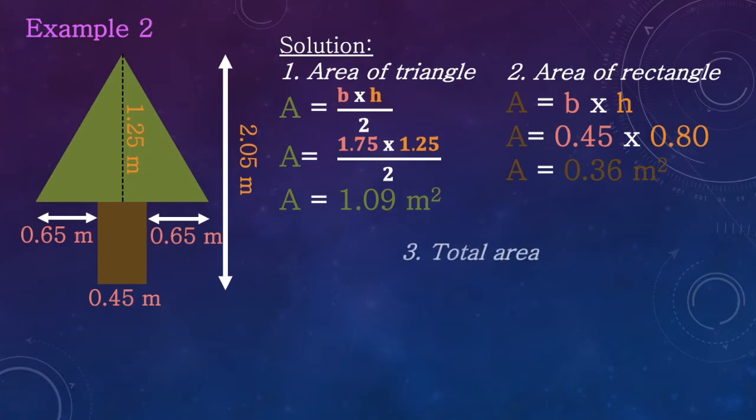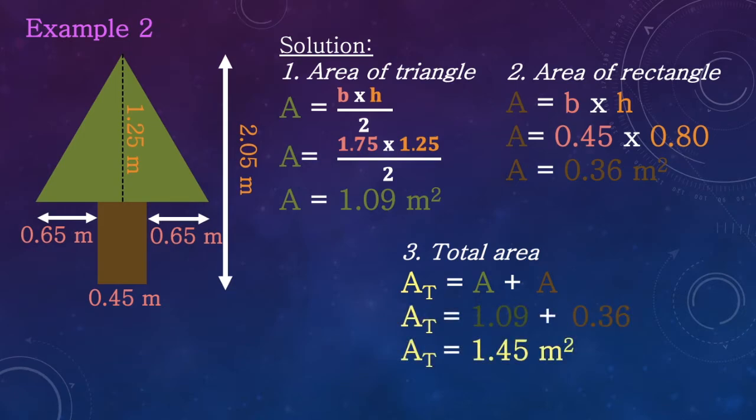And of course, my last step, finding the total area. Let's add everything up. Total area is equal to the green portion plus the brown portion. Plug in our numbers, and we get an answer of 1.45 meters squared.